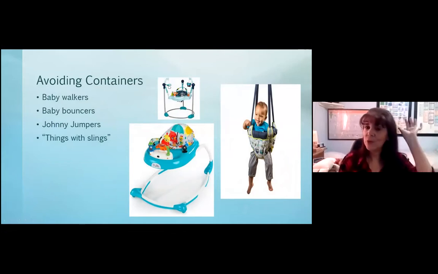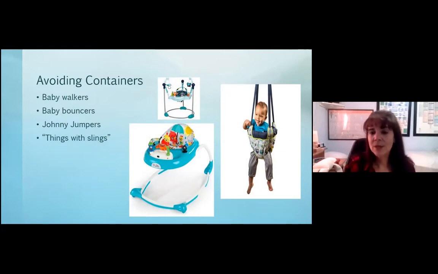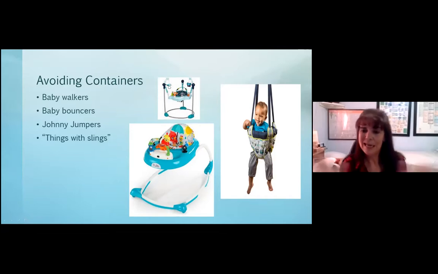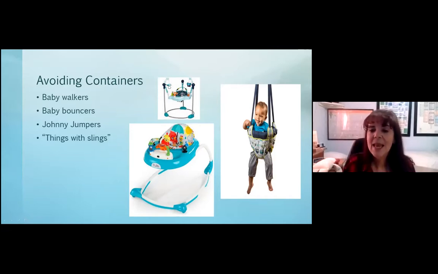Low tone kids should really avoid things with slings. You'll notice this little baby over here to the very far right of your screen. This is what slings do to babies. They roll their hips out. They tend to be on their tiptoes. And they really don't learn to use their own trunk muscles if you're hanging in a sling.